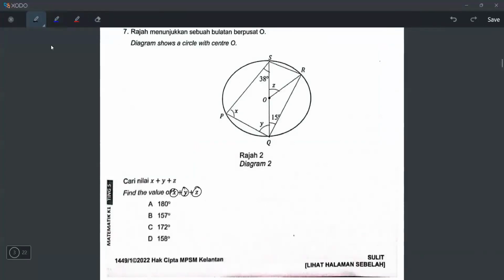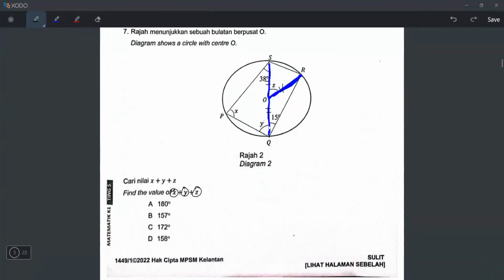First of all, I can see this line and this line. Wait, let me just draw it for you. So we can see O to Q and O to R. These two lines are radius. OS is also actually radius because it's from the center to the, how to say, to the circumference. So these are all sama panjang.